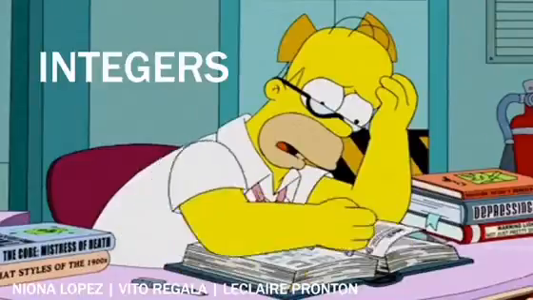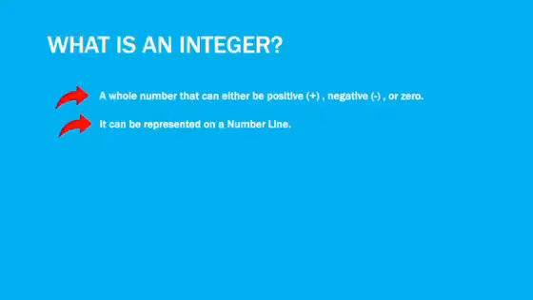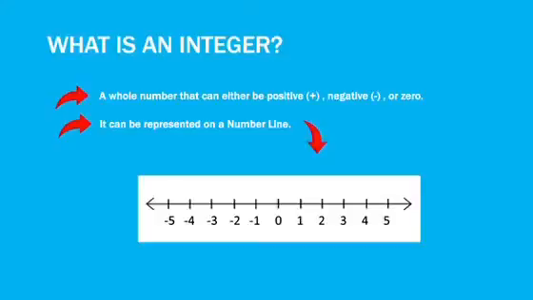But first, what is an integer? An integer is a set of whole numbers that can either be positive, negative, or zero. And to easily represent integers, we can use a number line just like this. In this number line, all the numbers are integers.